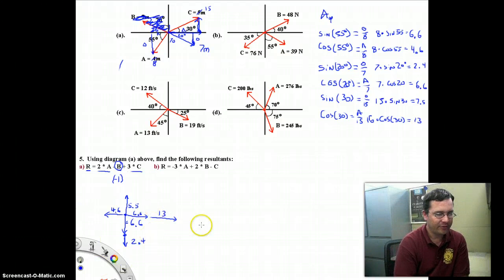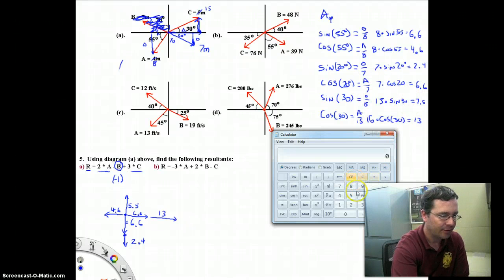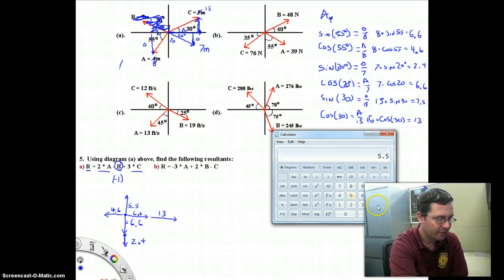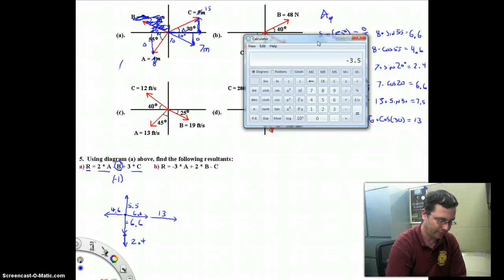Now that we have these all resolved into horizontal and vertical components, all we need to do is some simple addition and subtraction. So let's work on the vertical components first. We'll clear out everything. So you have 5.5 upwards, and we're going to subtract from it 6.6 because that's a downward move, and then subtract from that 2.4 because that's also a downward move. And we find that the vertical result is a downward movement of 3.5.